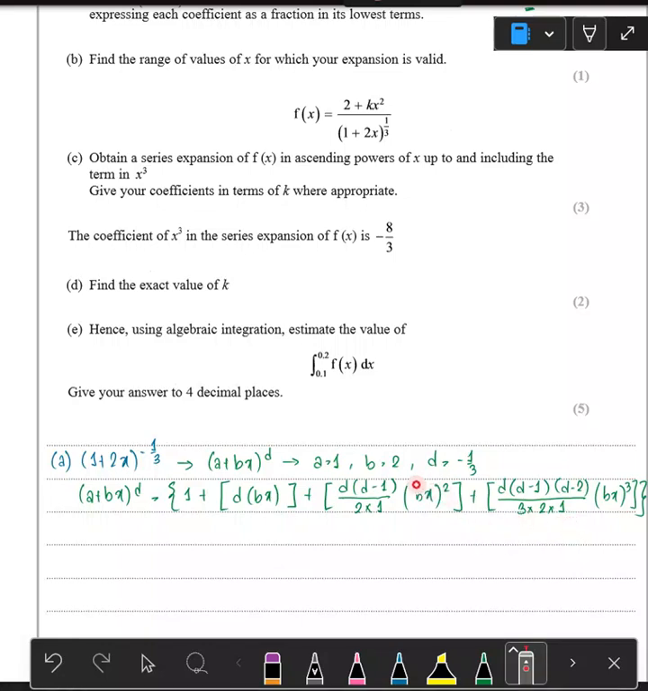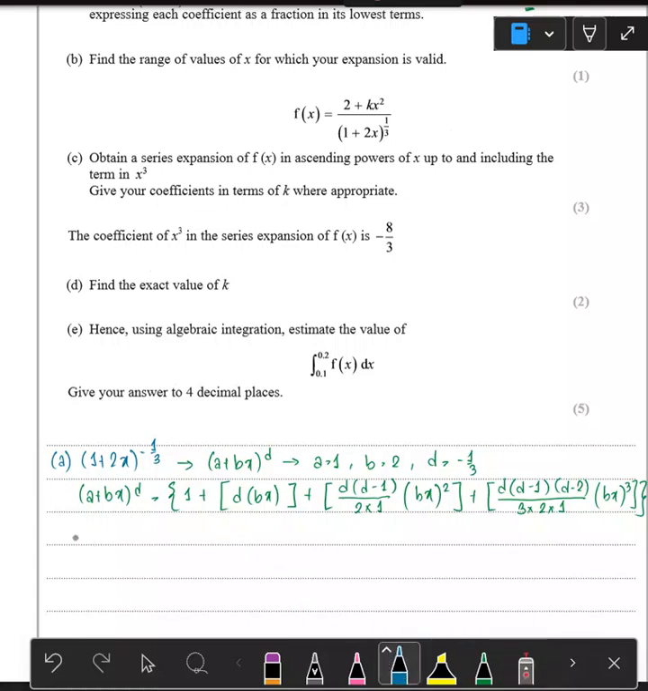And here the bx was bx to the power 1, then it would be bx to the power 2, then bx to the power 3. So it will keep on increasing constantly. And in the first term we have bx to the power 0, which is equivalent to 1. So that's why we are not writing it, we're just writing 1 here.